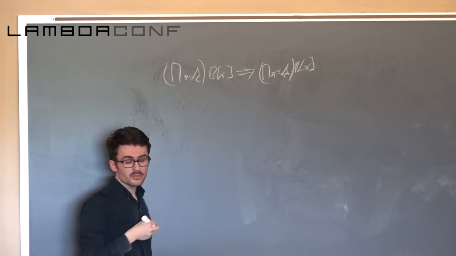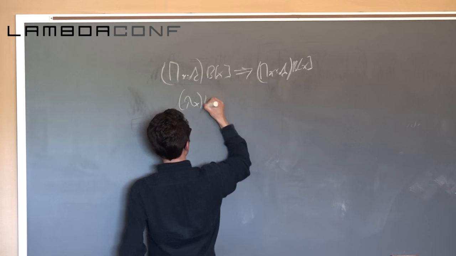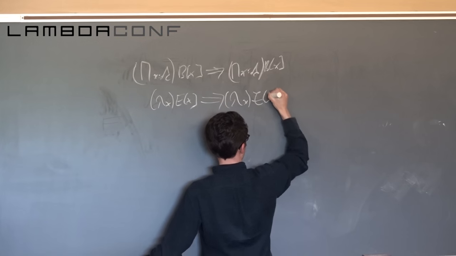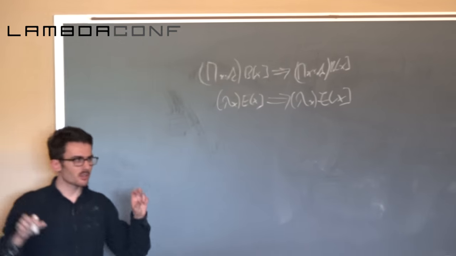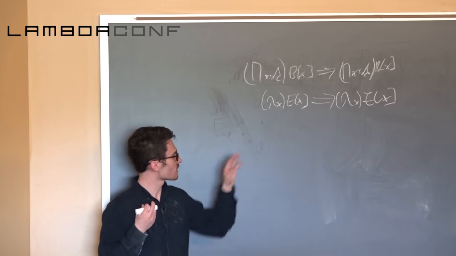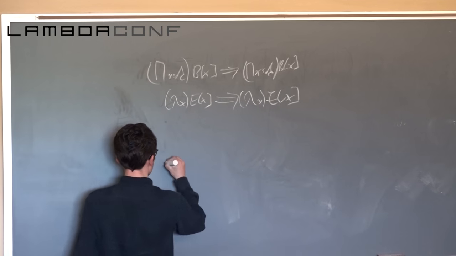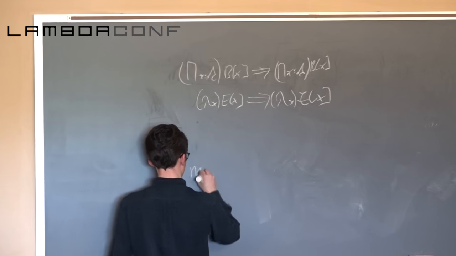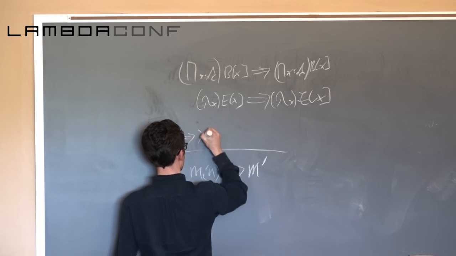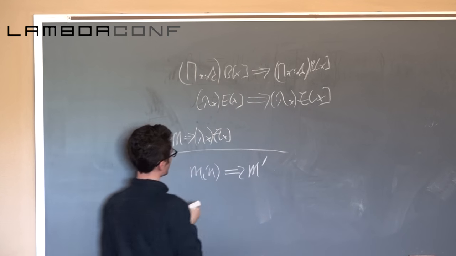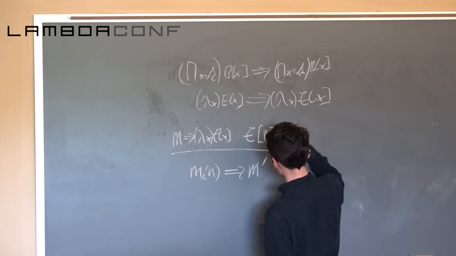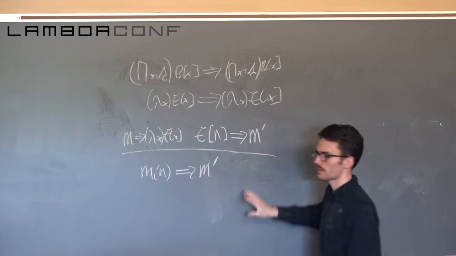Then we'll introduce a lambda abstraction, and it's also a canonical form. And we'll introduce the application operator, which can be used to apply a lambda abstraction to some object. In the course of introducing each constant, I'm just giving its computation rule. So I'll say that m of n evaluates to m prime if m evaluates to lambda x e of x, and e with n put in for x evaluates to m prime. This is the computation rule for function application.